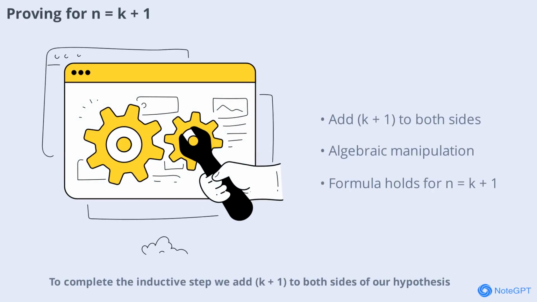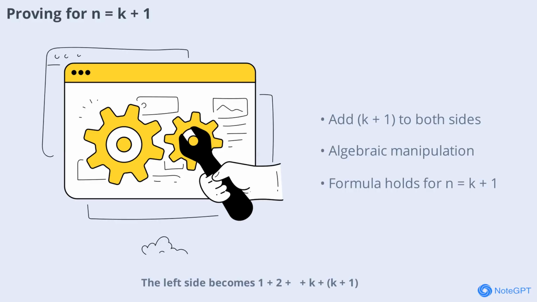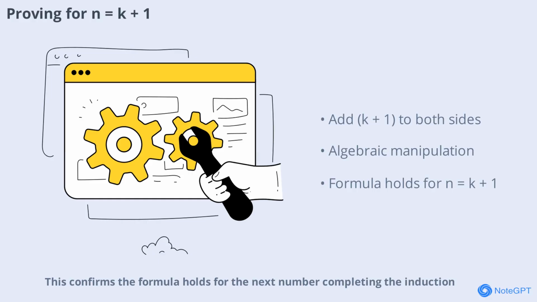To complete the inductive step, we add k plus 1 to both sides of our hypothesis. The left side becomes 1 plus 2 plus ... plus k plus (k plus 1). The right side is k(k plus 1)/2 plus (k plus 1). With some algebra, we can show this equals (k plus 1)(k plus 2)/2, matching the formula for n equals k plus 1. This confirms the formula holds for the next number, completing the induction.